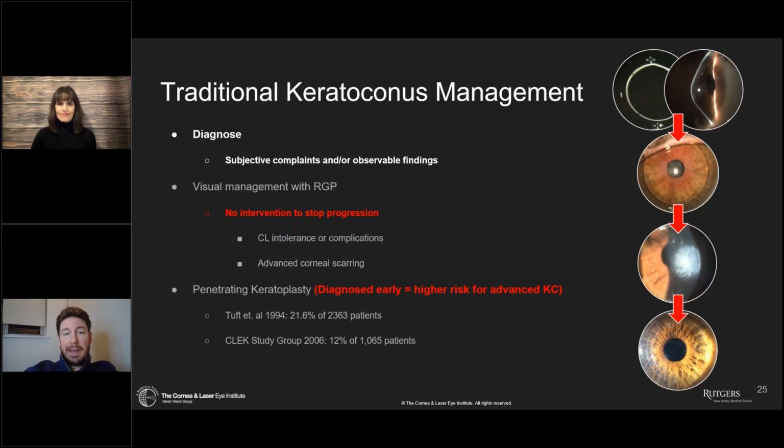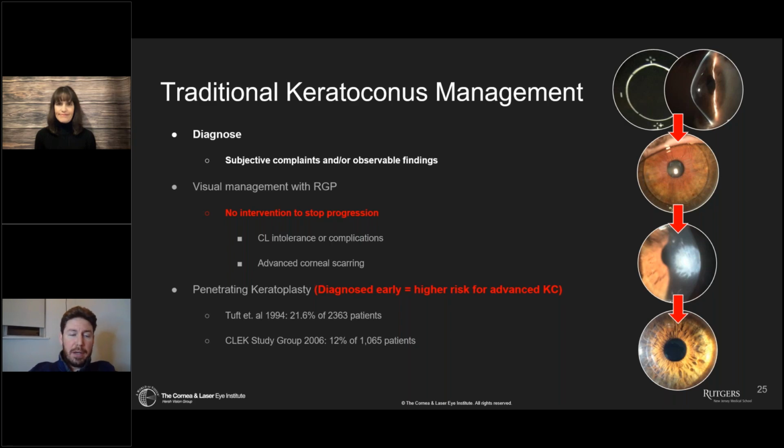Those individuals who had a decreased ability to wear lenses or a decreased ability to be corrected with their vision would often be left with the last treatment for them, which is a penetrating keratoplasty. If you look at the rates of penetrating keratoplasty, Tufts reported, this is back in 1994, so these numbers are going to change when we talk about them later. But in 1994, about 21% of his keratoconic group underwent penetrating keratoplasty. So 1 in 5 individuals would undergo penetrating keratoplasty.